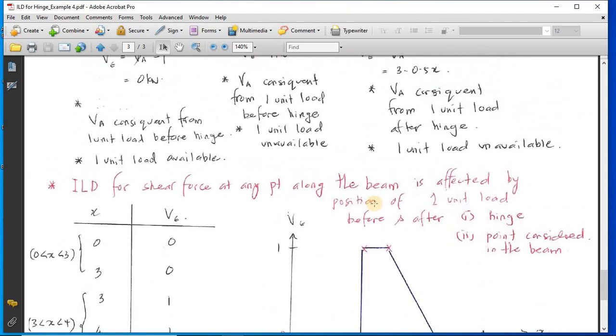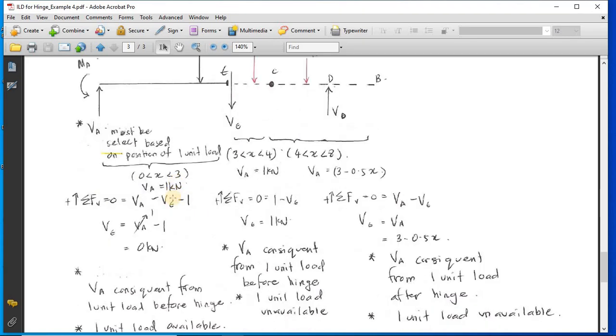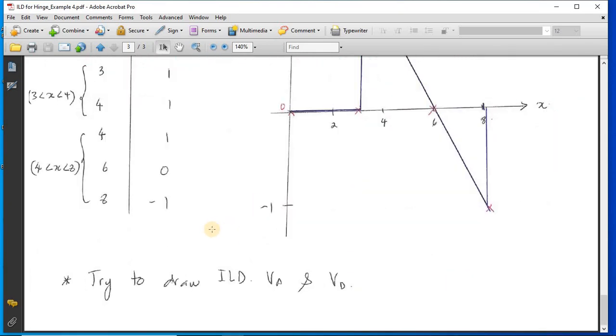Basically you can reuse this diagram to get the ME. You can develop the ILD for ME, but then you need to add the ME in this diagram, and formulate the equation of ME based on these 3 ranges. So you can try on your own, since I am not demonstrating the ILD moment at E. In addition to that, you may try to develop the ILD for the reaction support at A and at D.